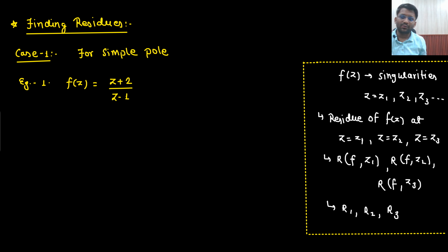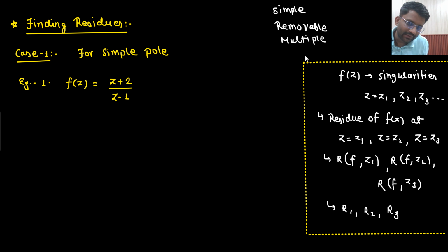Okay. So we had 4 kinds of singularities: simple pole, removable, multiple pole, and essential. All 4 kinds of singularities have different methods of finding residues. So we will take the cases. Our first case would be about the simple pole, second case would be about a removable pole, third would be about multiple pole, and fourth will be about essential singularity. Okay, 4 cases, 4 different methods of finding the residue.